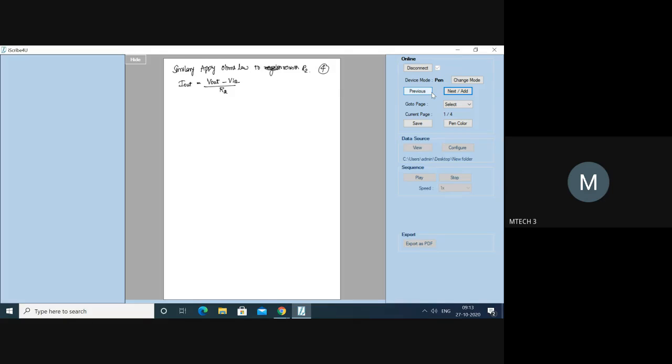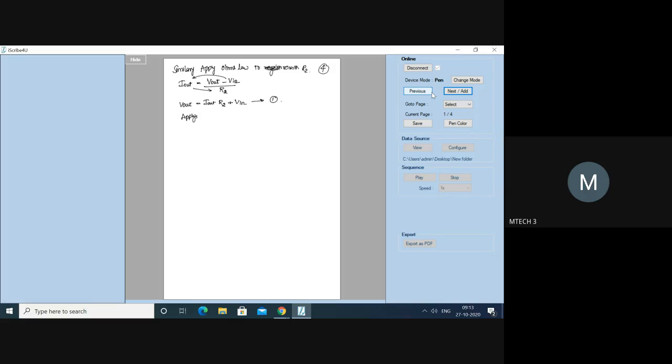Now from this equation we'll take Vout. Vout will be equal to, we cross multiply Iout into R2, and take this to the left. So minus Vin becomes plus Vin. We'll call this equation number 1.